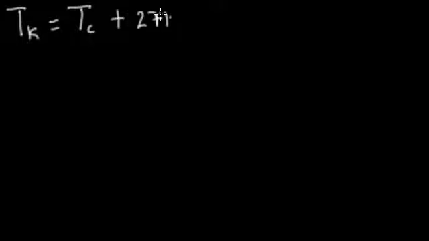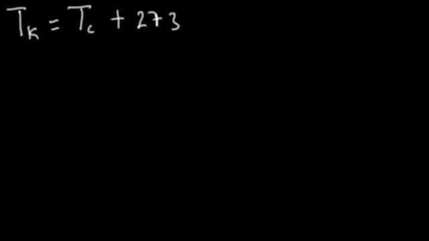Two equations are the most crucial, one of which helps us to convert temperature measured in Celsius to temperature in Kelvin. To convert temperature in Celsius to Kelvin, which we will represent as T sub K, basically we need to add 273 to temperature in Celsius. So that is the first equation that you need to be familiar with.